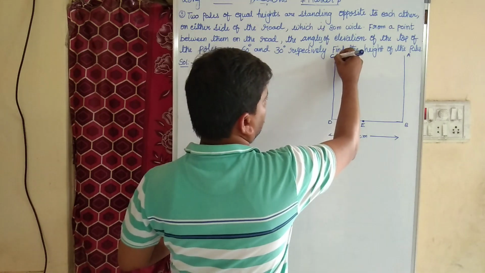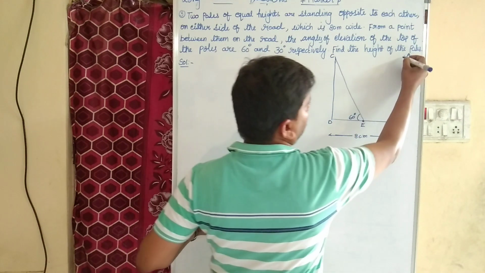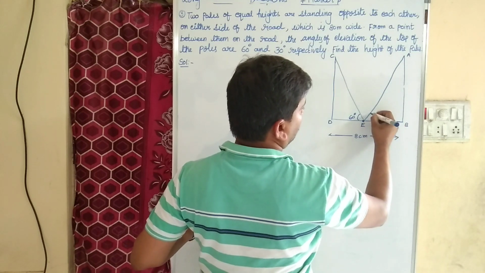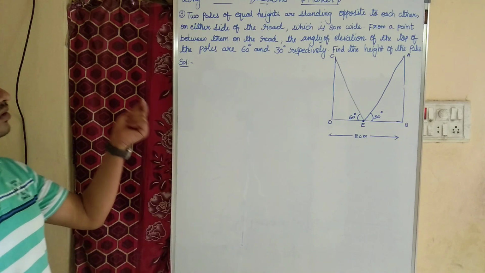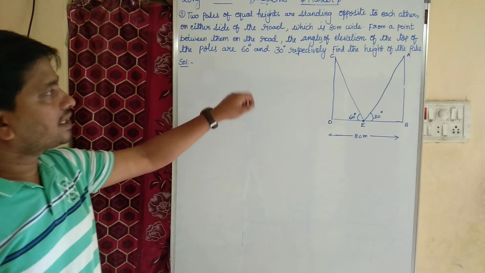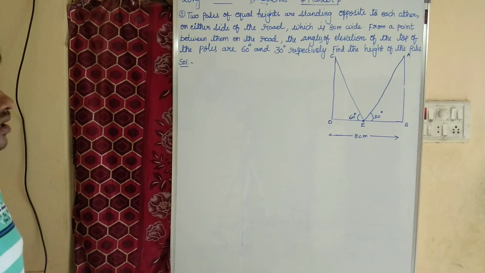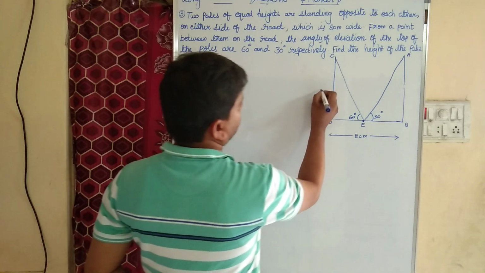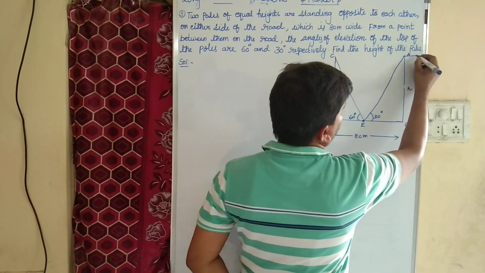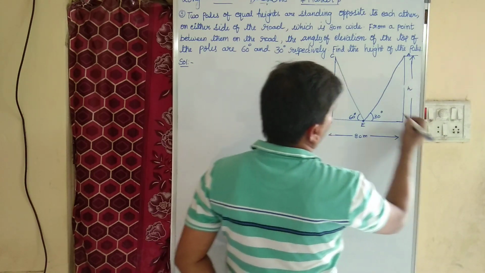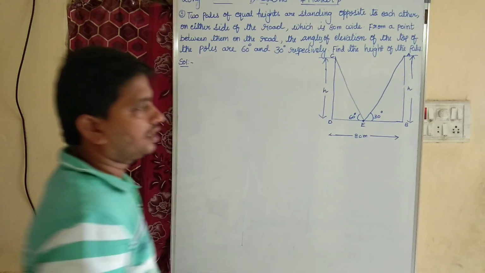The angle of elevation of the top of the poles are 60 degrees and 30 degrees respectively. Find the height of the poles. Let the height of AB be h meters, then CD is also h, because they both are of equal height.